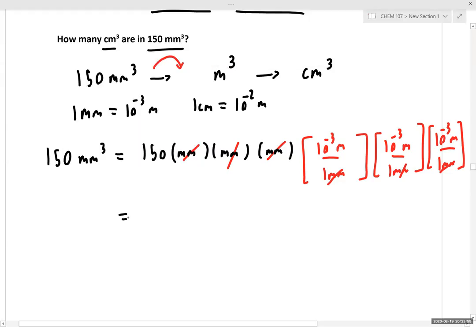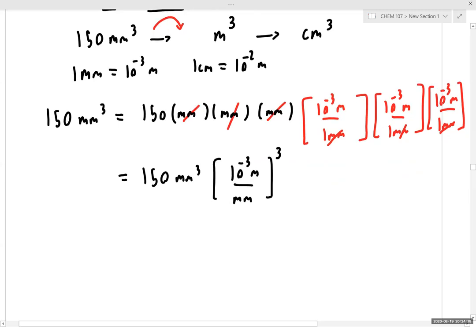Another way of thinking about this is we can have 150 millimeters cubed, and then we're multiplying by our conversion factor of 10 to the negative third meter per millimeter, except we're cubing our conversion factor. In both cases, we get the final answer after our first step of 150 times 10 to the negative 9th meter cubed, which is equivalent to 1.50 times 10 to the negative 7th meter cubed.